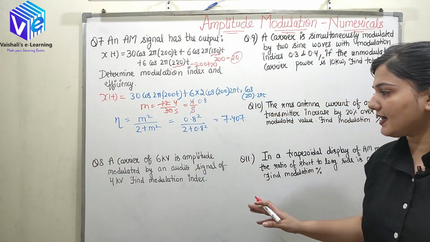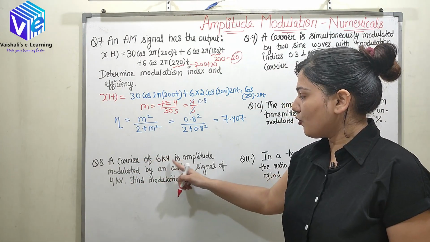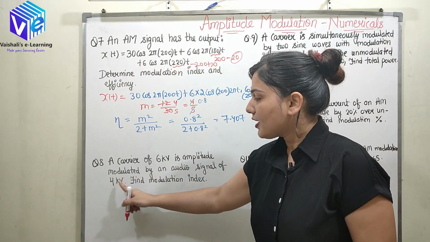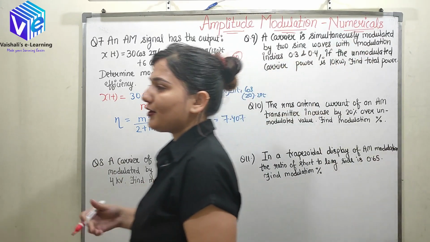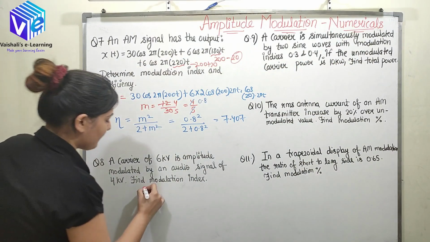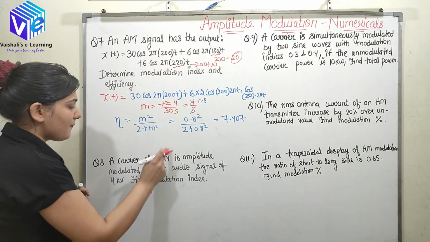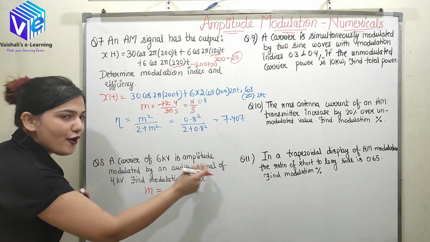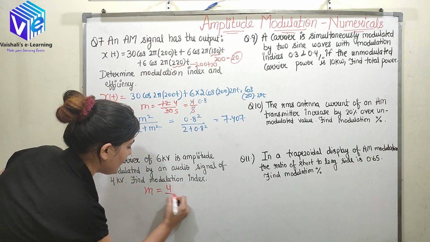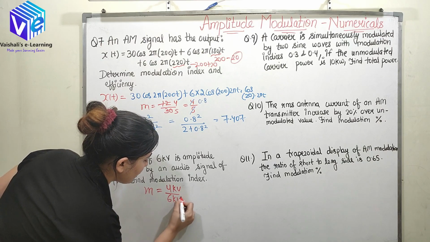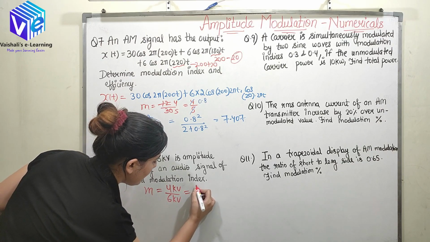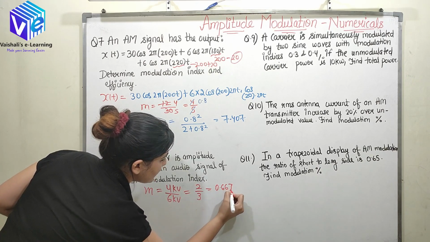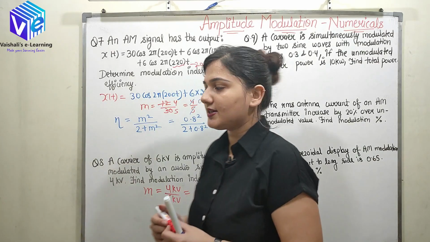The next question states a carrier of 6 kilovolt is amplitude modulated by an audio signal of 4 kilovolt. Find the modulation index. So here both of the things are already given. I have been given the amplitude of the carrier, which is 6, and the amplitude of the audio signal, which is the message signal. So here 4 kilovolt upon 6 kilovolt. So this is my modulation index. So it is 2 by 3, which is 0.667. Okay, so this was a really simple question.